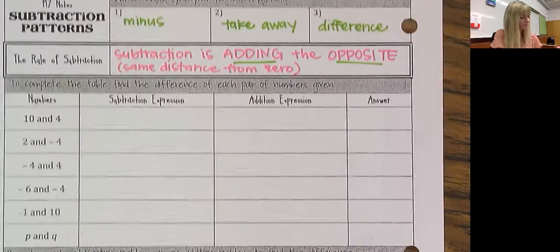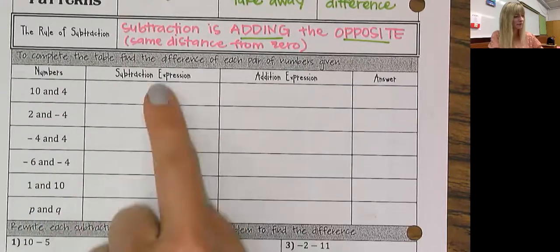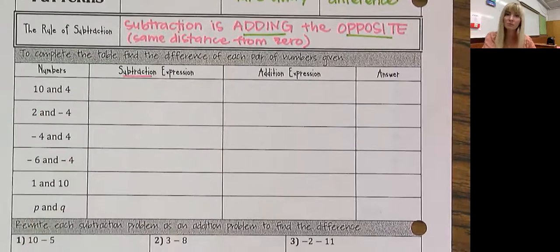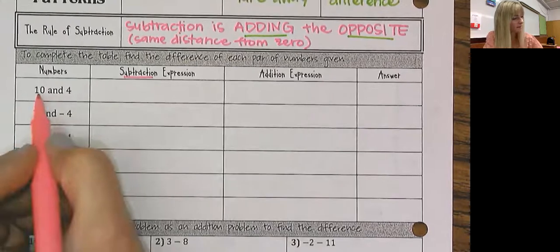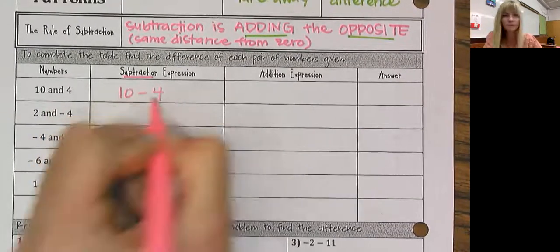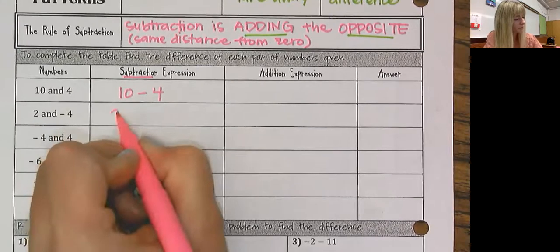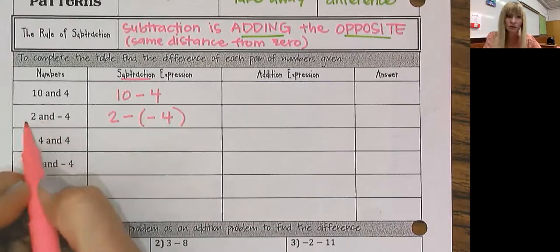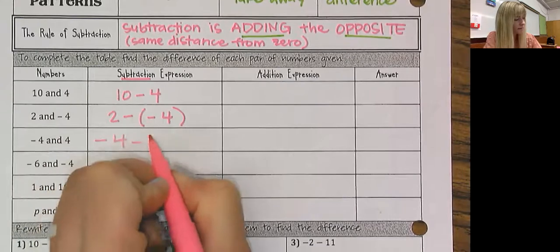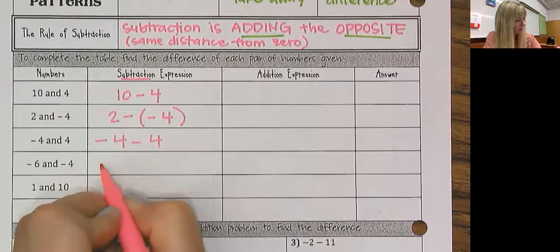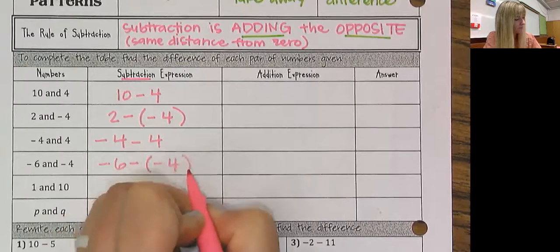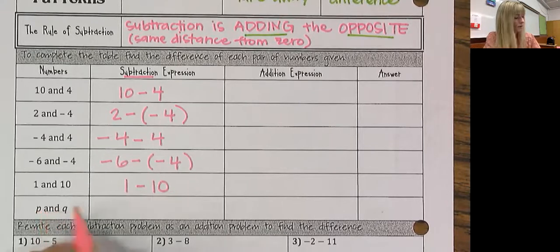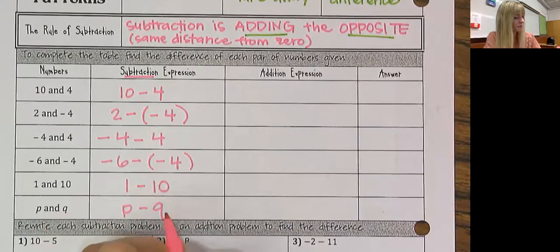For example, down here, I'm going to give you a list of numbers and I'm going to fill in this first column. This is telling me that I'm supposed to take these numbers and make a subtraction expression out of them. So right here I'm going to do 10 minus 4. Right here it's going to be 2 minus negative 4. I'm making a subtraction problem out of these two integers. This will be negative 4 minus 4. This will be negative 6 minus negative 4. This will be 1 minus 10. P and Q, I can just write that as a general P minus Q statement.